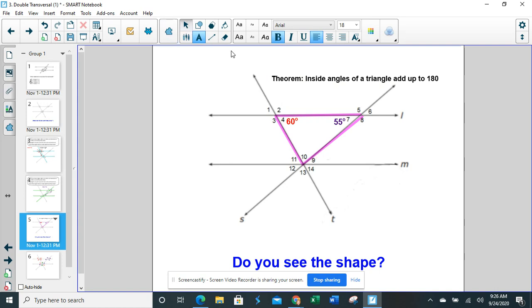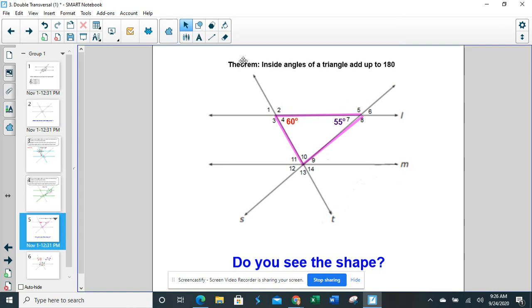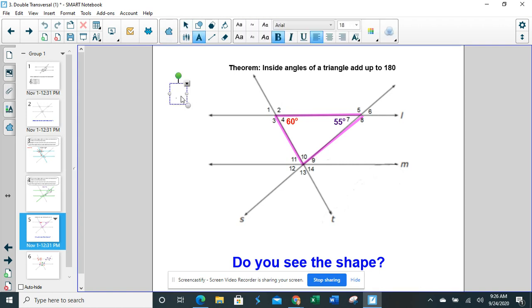So if I know that that's true, and that may be a theorem that you are familiar with, then that means if I have this interior angle and this interior angle, then I can figure out what the remaining interior angle is. How do I do that? I'm going with my 180 again, right? So I'm going to do 180 minus the 60 minus the 55, and that's going to give me the remaining amount, which is 65. So then down here, I'm going to be able to put in a 65.